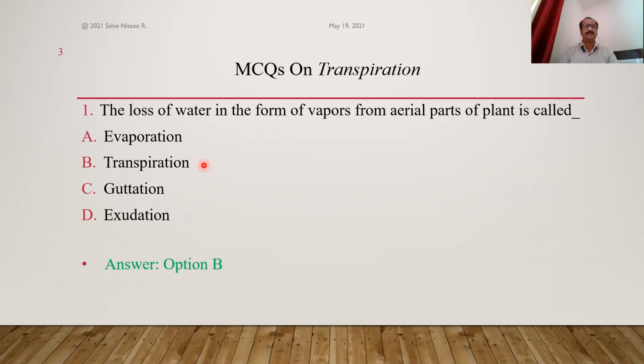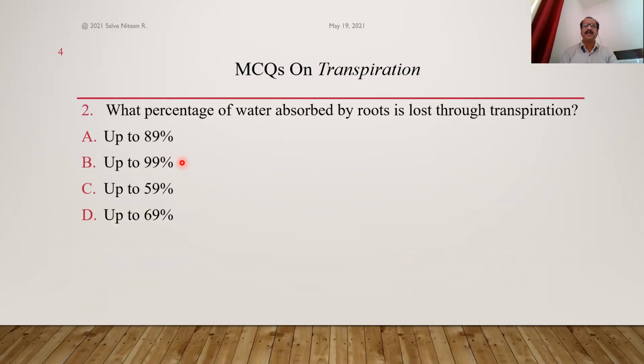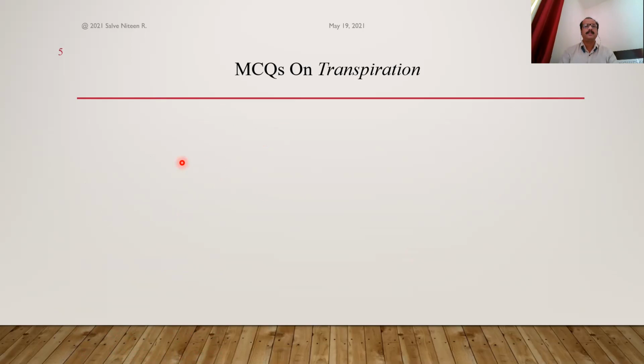B is the right answer. What percentage of water absorbed by roots is lost through transpiration? You have studied that up to 98 to 99% of water is lost, and only 1 to 2% of water is utilized for its own metabolism by the plant. So the answer here is B.